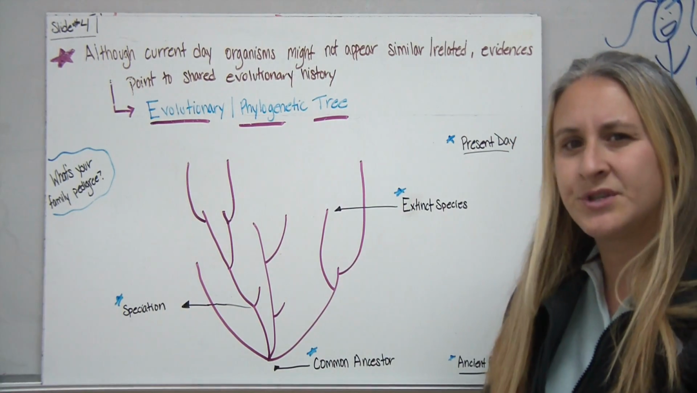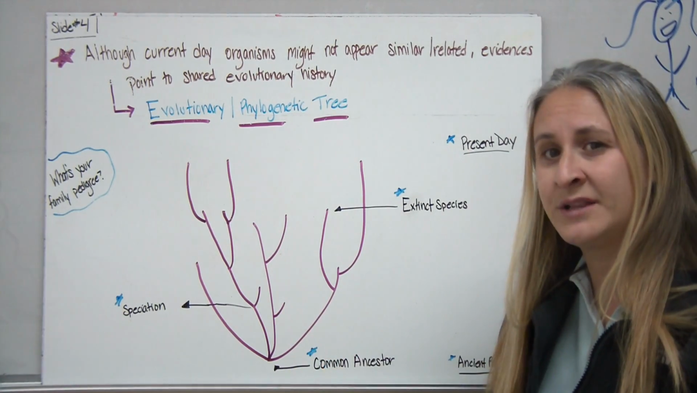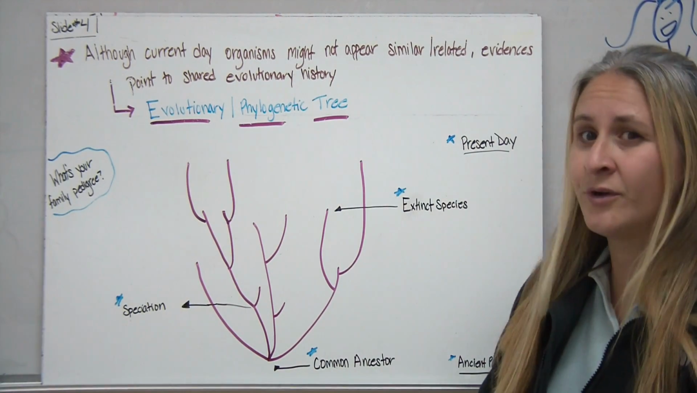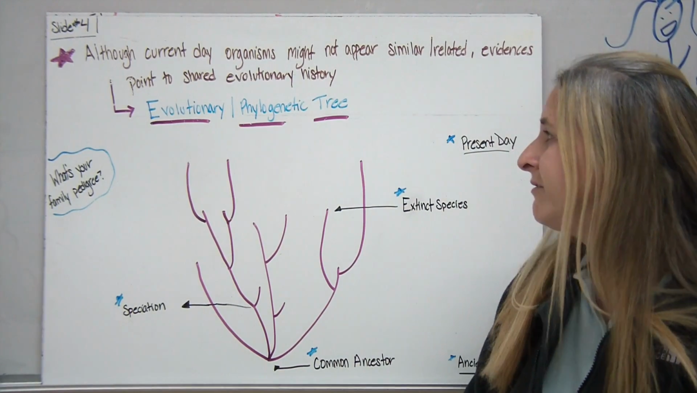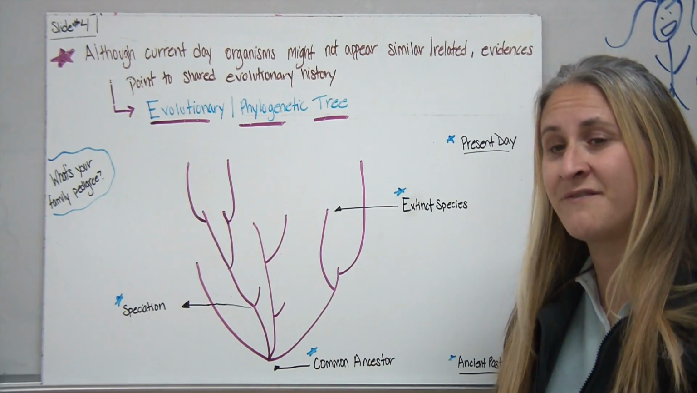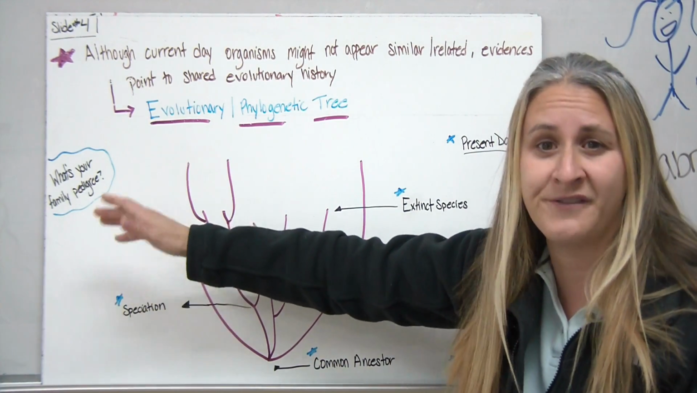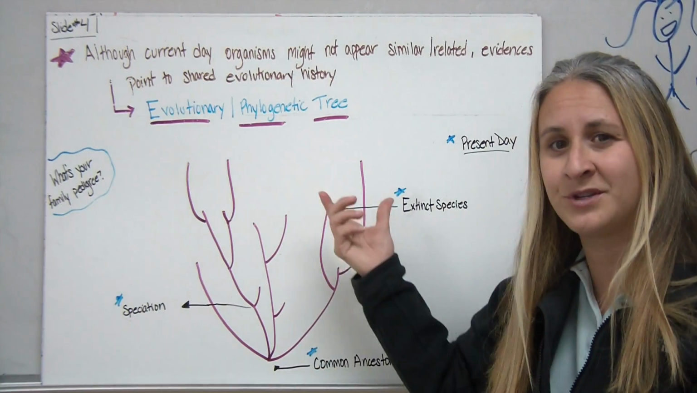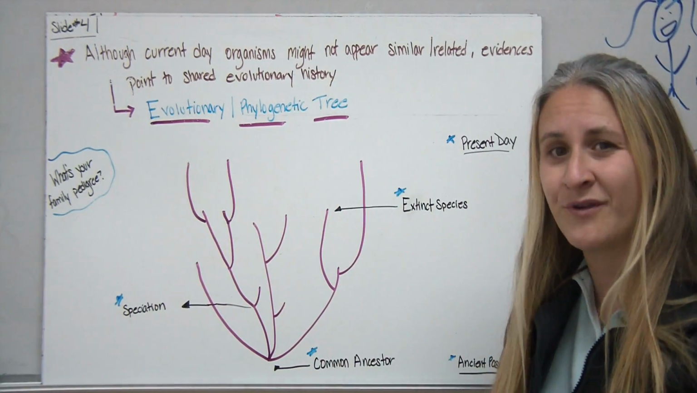One of the things that we use to represent evolutionary relationships is something called an evolutionary tree or a phylogenetic tree. Although current day organisms might not appear similar or might not appear to be related to each other, we know that there's evidence that points to a shared evolutionary history, and we can represent this using this evolutionary or phylogenetic tree. You can think about when people look at their family tree or your family pedigree, and you can think about great grandma and grandpa having their children, which goes along to the next set of children and the next set of children, and you can compare different parts of your families.